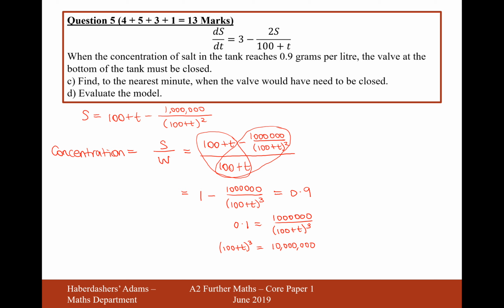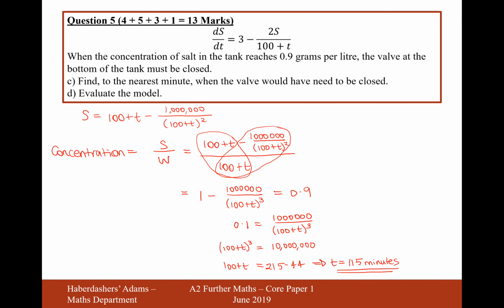Now we need to cube root both sides, and if we cube root both sides, we're going to get 215.44. So 100 plus t equals 215.44. And then take away the 100, so therefore t is going to equal 115 minutes. So there we are, that's the answer to part C.